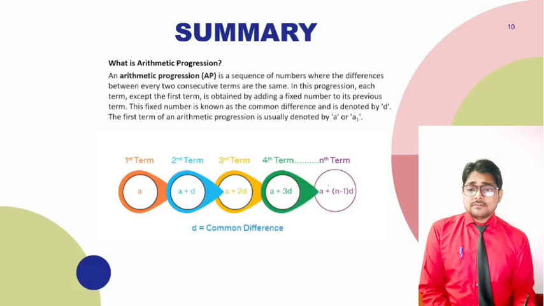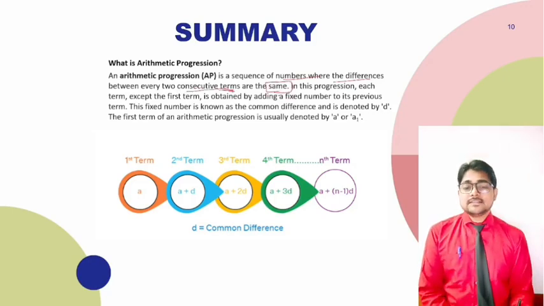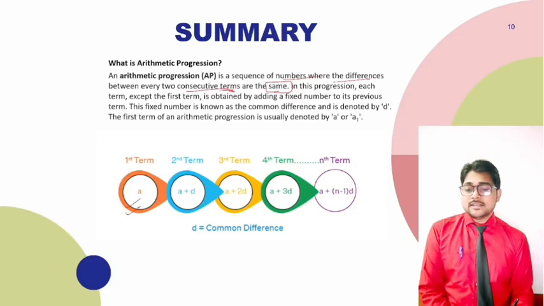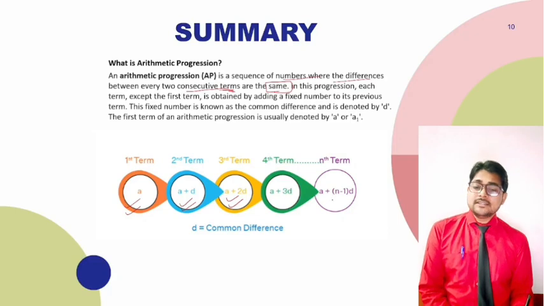Now let's move on to a summary of what we discussed here. We have arithmetic progression, and what is arithmetic progression? It is a sequence of numbers where the difference between two consecutive terms is the same. In this way we define it as an AP. The first term we call A, then the next term we get by adding D, then the next term A plus 2D, and so on.